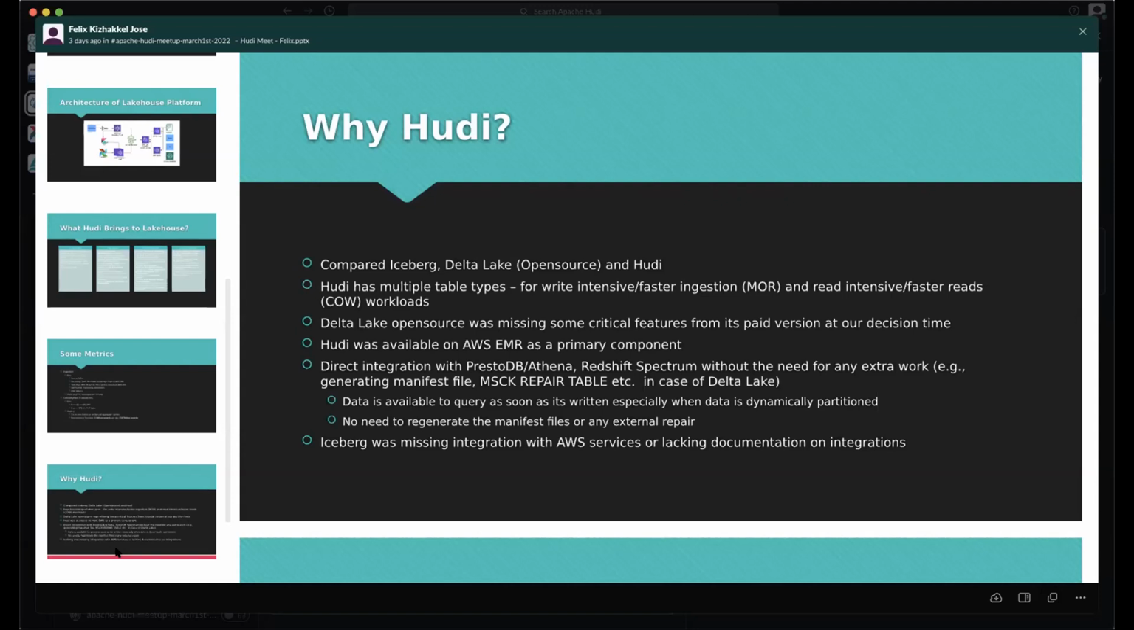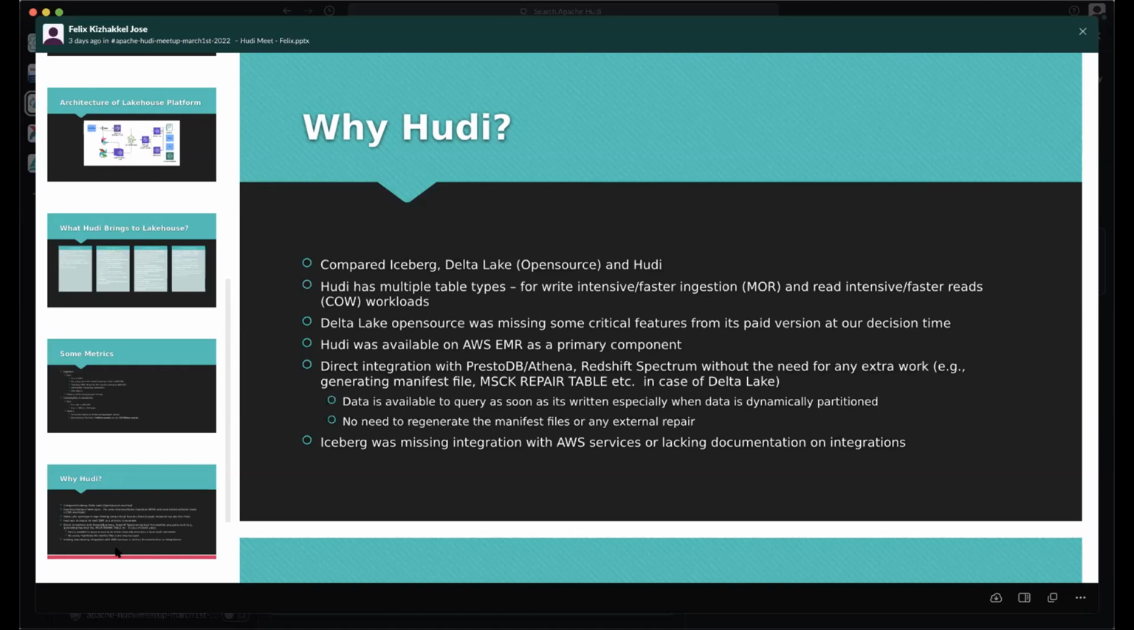For example, in the case of Delta Lake, we have to create or generate the manifest file. Since we are doing partitioning and dynamic partitioning on the fly when new data is arriving, in the case of Delta Lake we had to use repair table, etc. Those were the additional work we had to do. But in the case of Hudi, we were able to get it without that extra work. Another important thing is that the data is available to query as soon as it's written.